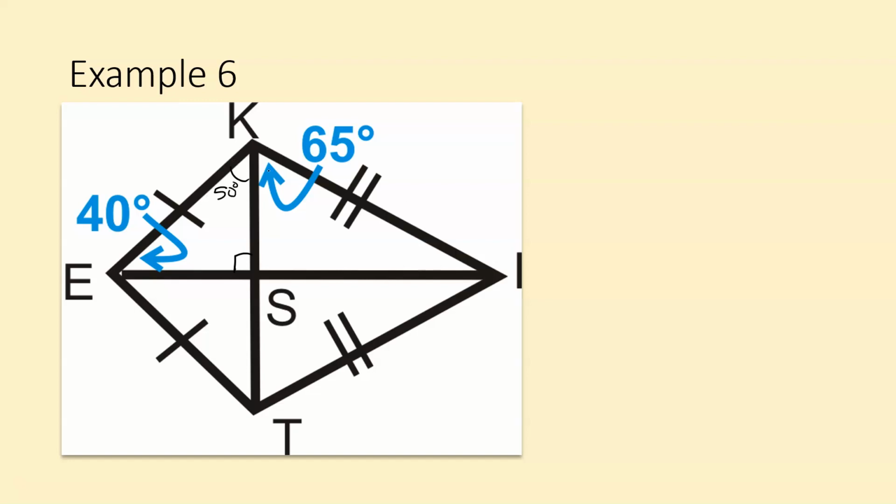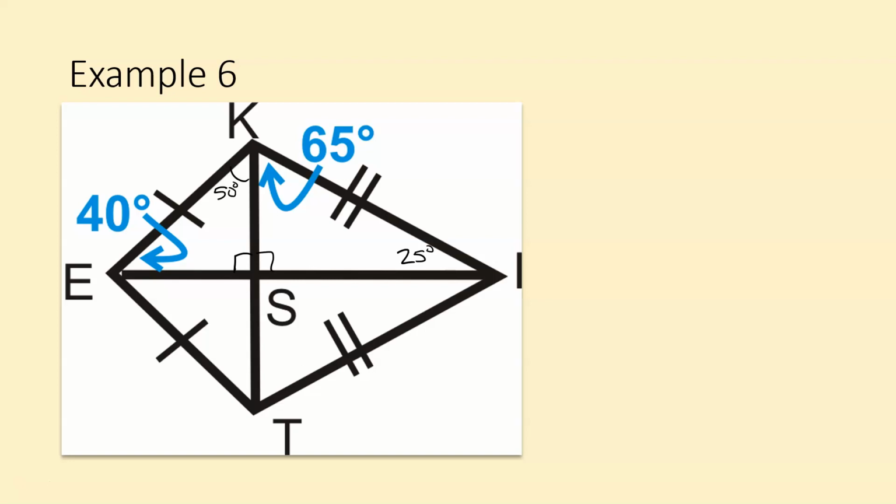And we can do the same thing over here. This triangle, KSL, I guess is what that is. These three angles should add up to 180 degrees. So 180 minus 90 minus 65 leaves me with 25. So this angle here has to be 25 degrees.